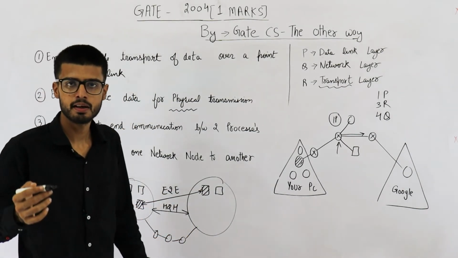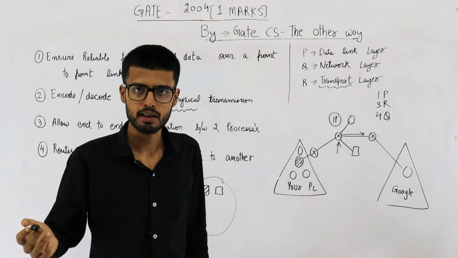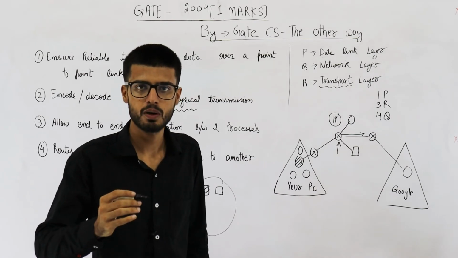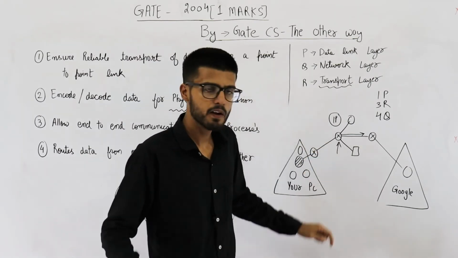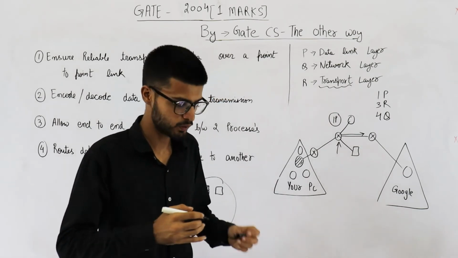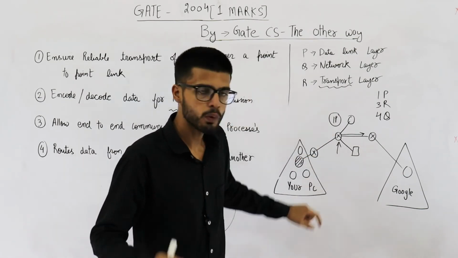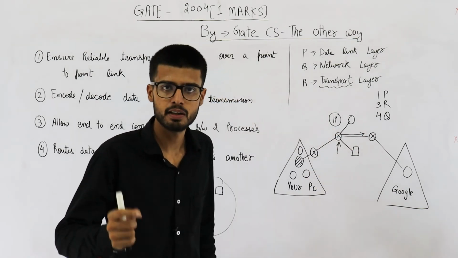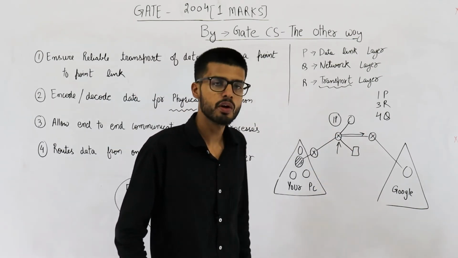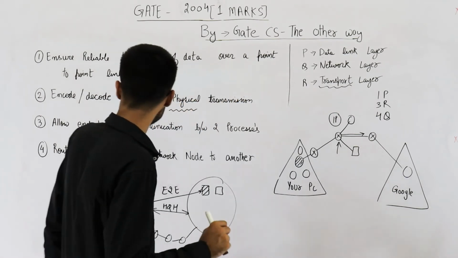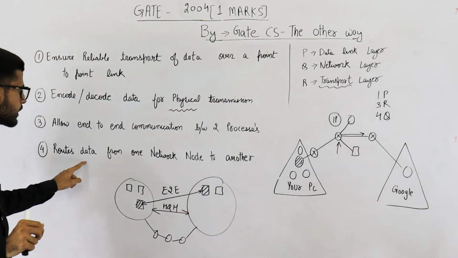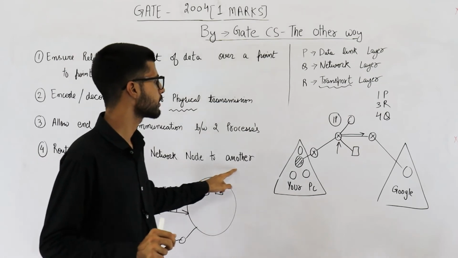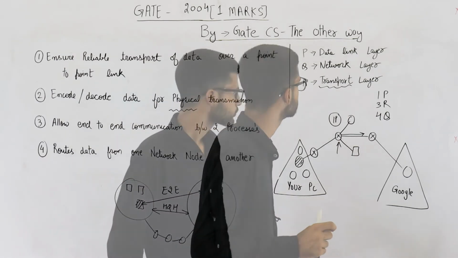I hope you know that routing tables are prepared by routing algorithms. The process is actually called routing, and all of this stuff is managed by the network layer. And actually looking into the routing table and forwarding this packet to the appropriate interface is called the process of switching. It's not called routing. Okay, so routing data from one network node to another is done by the network layer.